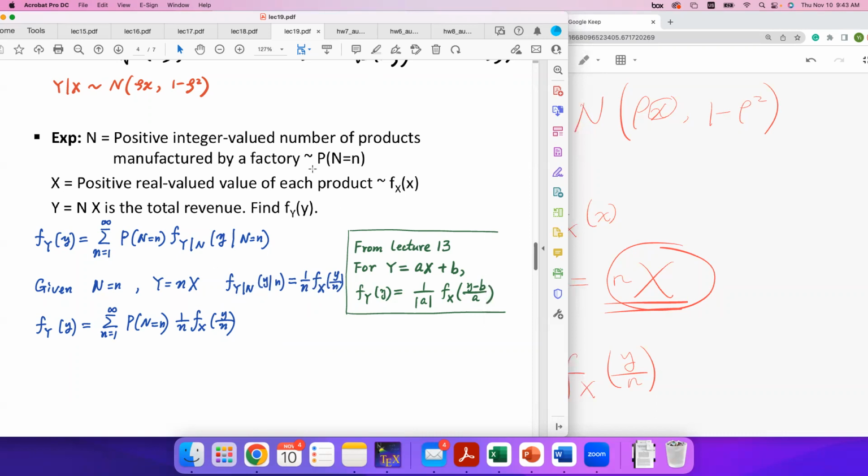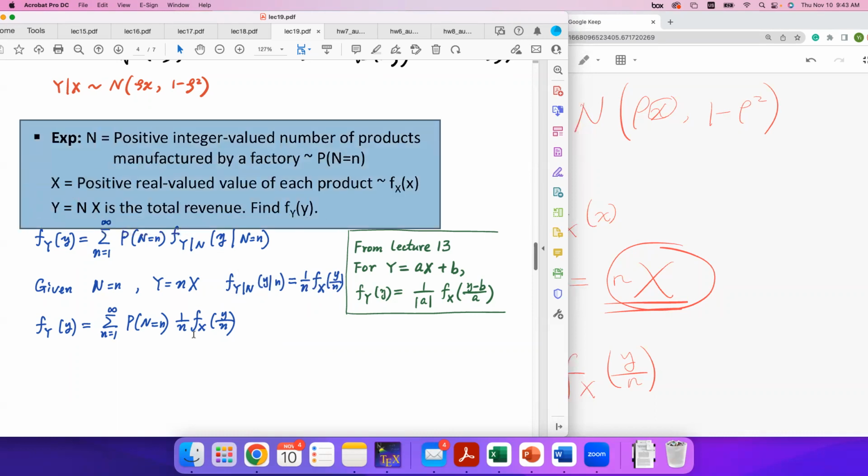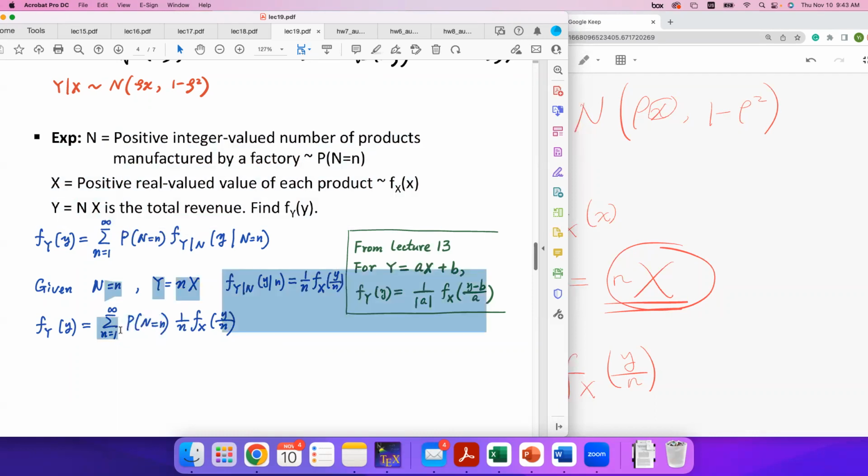Right, so this is a case where y equals nx, where n is a discrete random variable, but x is a continuous random variable. So that's why it's kind of a mixture of discrete sum and conditional PDF.